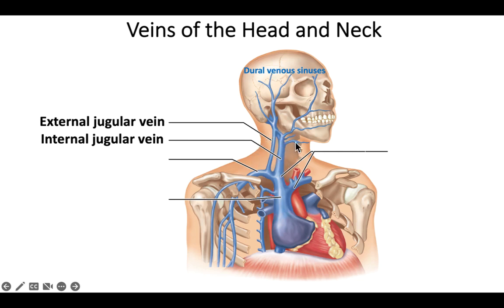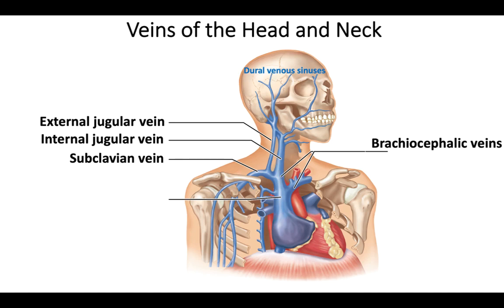So notice this is an example where the veins are not named the same as the arteries. The arteries in your neck are carotid arteries. These are jugular veins. But if you follow the blood flow down, this external jugular vein, the internal jugular vein, the subclavian vein, which is bringing the blood from that arm, are all going to merge together into what's called the brachiocephalic vein. And there are 2 of those.